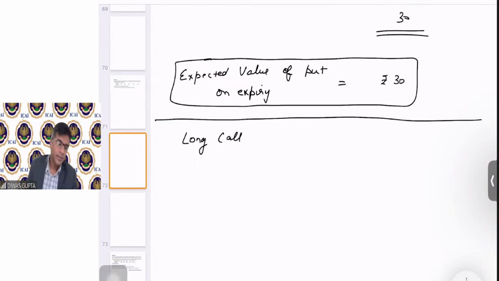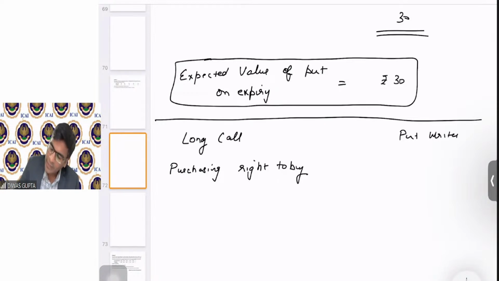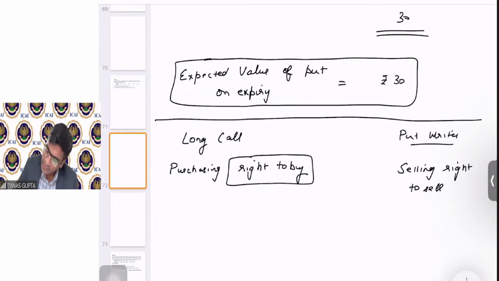Long call means purchasing the right to buy. Put writer means selling the right to sell. This is purchasing the right to buy and this is selling the right to sell.